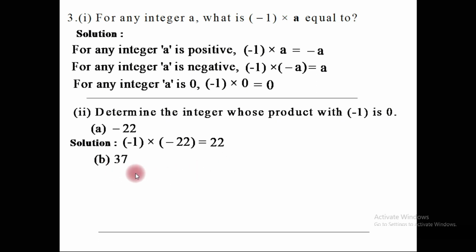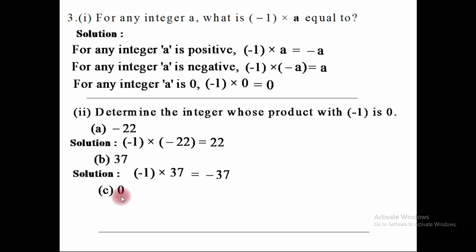Sub number B, the given integer is 37. So taking the product of the given integer 37 and minus 1. Plus and minus multiply becomes minus. Opposite sign multiply becomes minus. 37 into 1 is 37, minus 37.